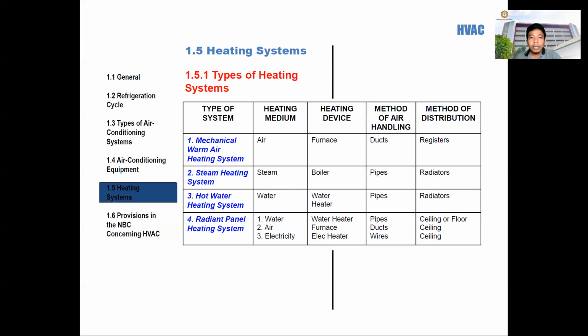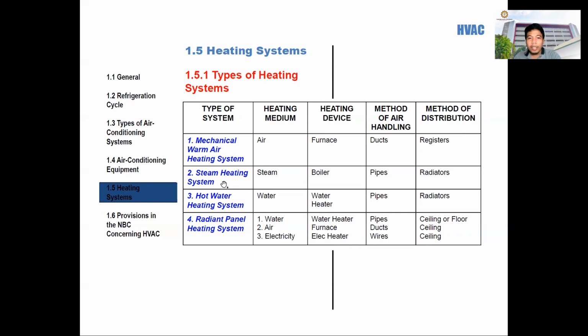For the types of heating system, we have the mechanical warm air heating system, steam heating system, hot water heating system, and the radiant panel heating system. For the mechanical warm air heating system, the heating medium is air. The heating device is the furnace. The method of air handling is ducts. And the method of distribution is registers.